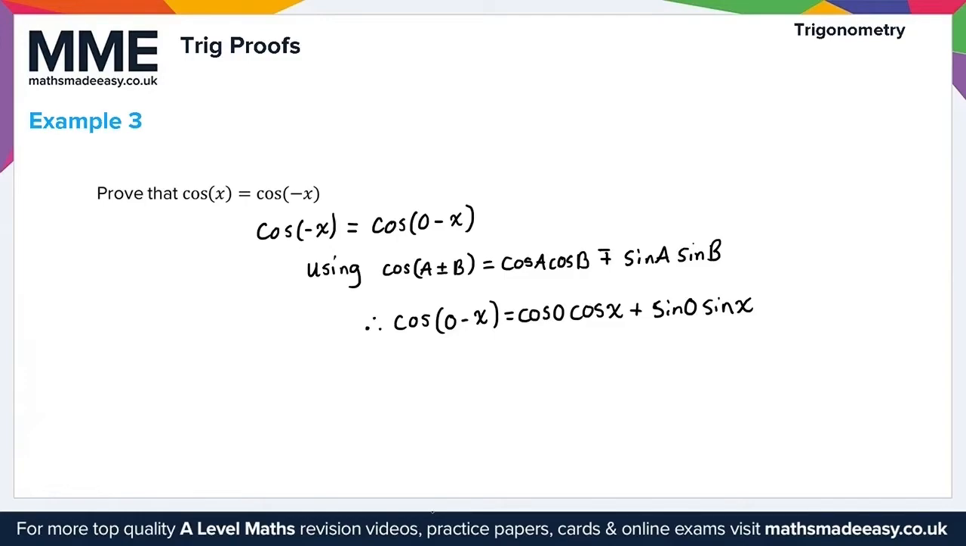And here now all we need to do is just simplify these products. Well, cos of 0 gives us 1, and cos x here will just simply give us cos x. That's 1 times cos x.